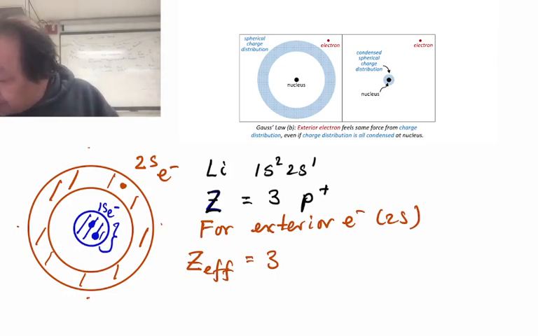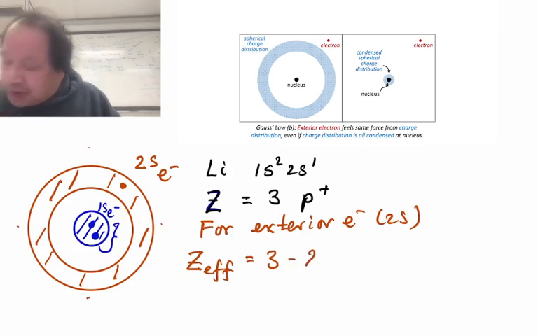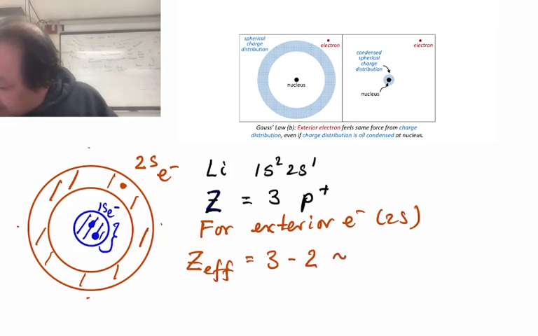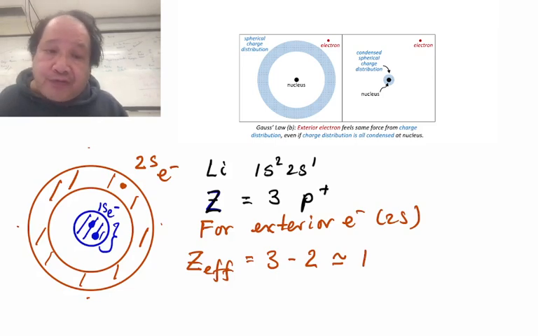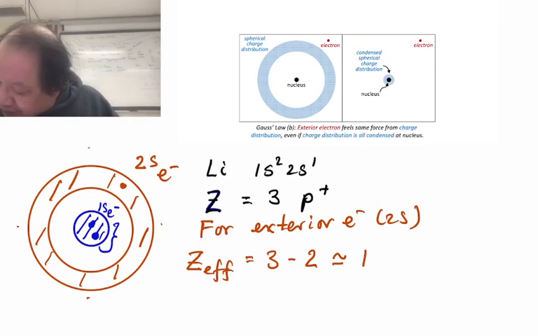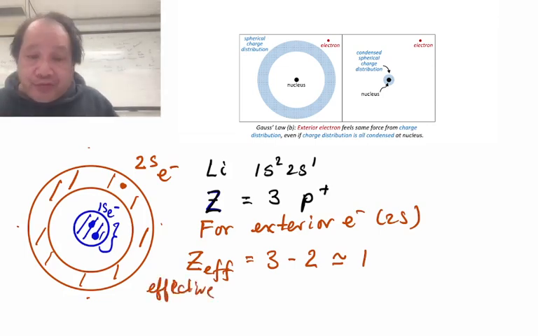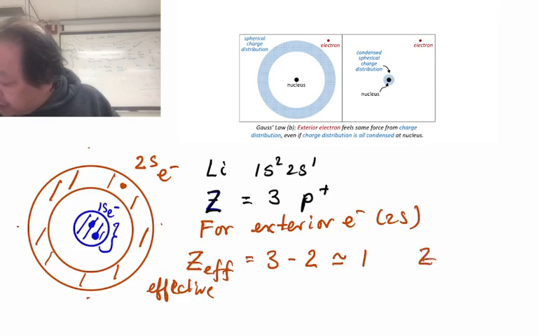So plus 3 for the protons, but now minus 2 for the 2 condensed 1s electrons. And that will then be an approximate Z effective of 3 minus 2, or 1. So lithium does not feel a Z of 3. It feels an effective Z of around 1. The actual value, Z effective for lithium, is 1.28.